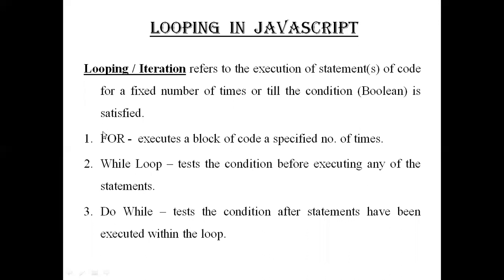Out of that, today we will be learning only the for loop with its syntax and some programs. For loop executes a block of code a specified number of times. So it will iterate the same thing again and again. If I say it should iterate 10 times, it will iterate 10 times only. The 11th time, the condition becomes false, not satisfied, so the loop comes out. Again and again, it will execute the same statements which are specified.